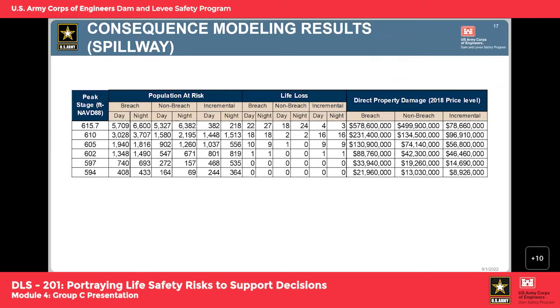No incremental life loss consequences are expected at or below a pool of 597, so we thought that was a pretty key takeaway here. Incremental life loss peaks for a pool of 610, with 16 expected for both day and night. You can note that the non-breach life loss for the top of dam loading condition is significantly higher than the 610 pool, so that's why the incremental consequences are lower for that top of dam failure mode, due to the additional flooding from the top of dam condition.